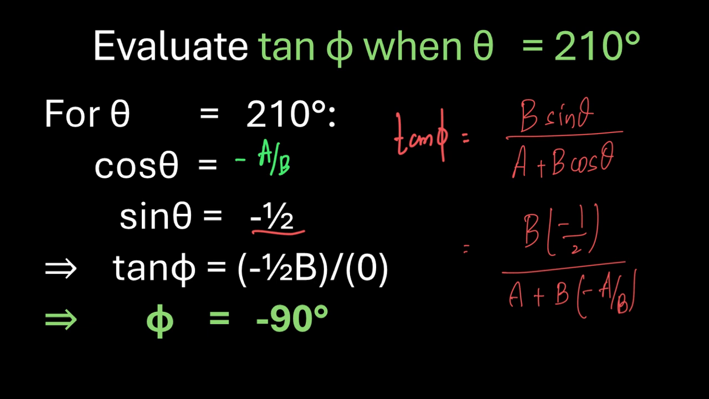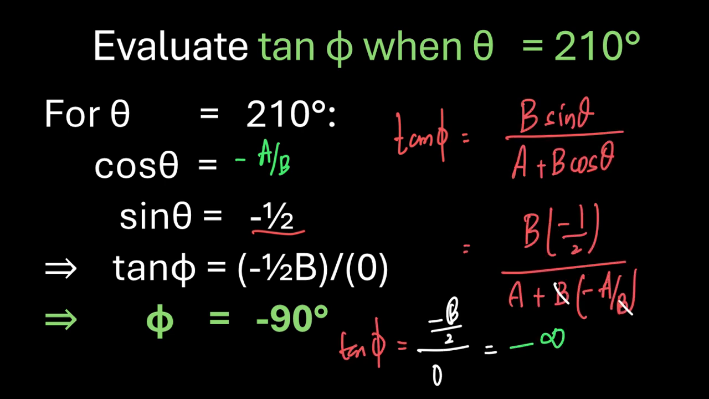So this further gives us tan phi is equal to, b by b is 1, a minus a is 0, but what we have here is minus b by 2. Therefore, tan phi is equal to negative infinity. And when tan phi is equal to negative infinity, the value of alpha, or phi, is equal to minus 90 degrees.